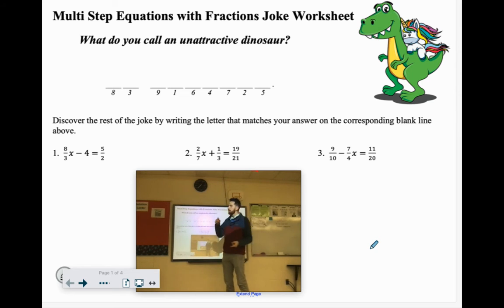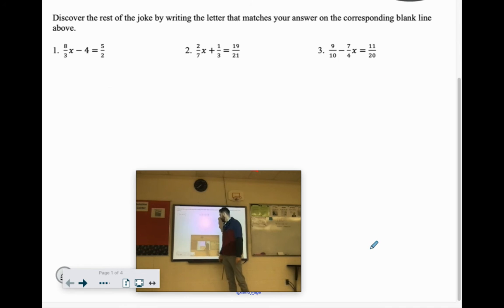So same steps: distribute, clear the fractions, combine like terms, get the variables together, undo addition and subtraction, undo multiplication and division. So on this sheet, we're going to do all the odd ones together, and then there's going to be 4 even ones for you to try out. And again, your answer should match up with the answer options on the back.